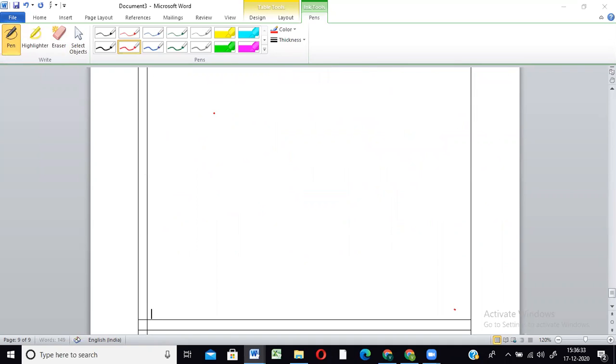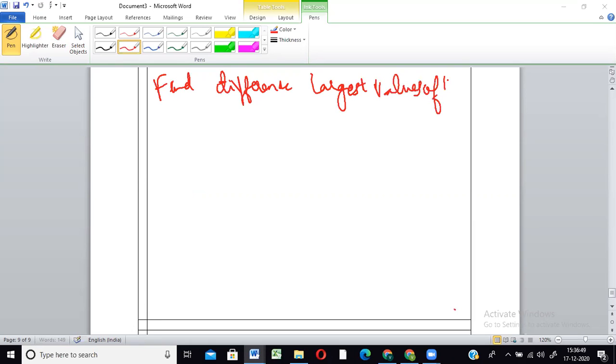If you have something like this, when you have to find the difference in largest values of 13CR and 8CR. Okay. 8CR, we know that it is even. So what are we going to do? We know already. Now what in case of 13CR?